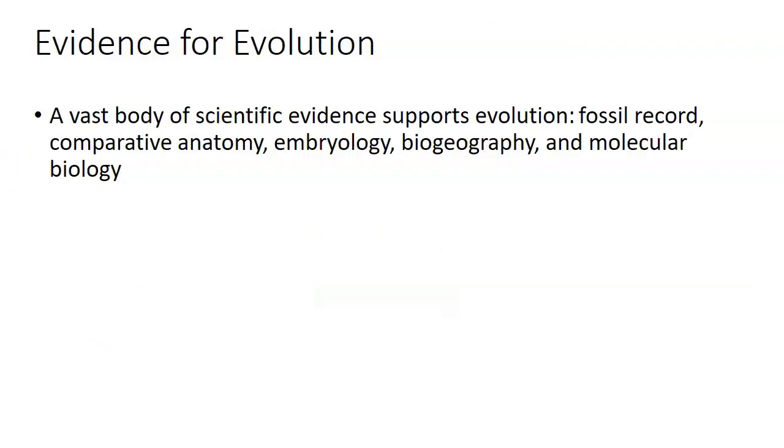Okay, so how do we know that evolution occurs? What else do we have besides what Darwin and Wallace told us and those other scientists who added to the theory? So what other evidence is there for evolution? There's a lot. There's a vast body of irrefutable scientific evidence that really supports this theory. So I'm going to just introduce you to a couple of them and give you some examples from each. So the first is the fossil record. We'll go over that in a second. The second is comparative anatomy. We also look to embryology, biogeography, and molecular biology for evidence.